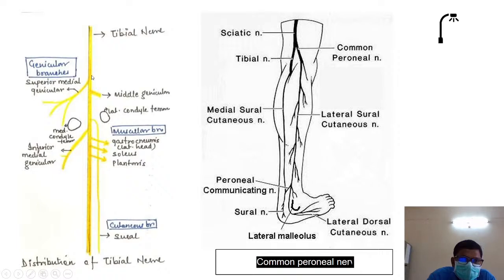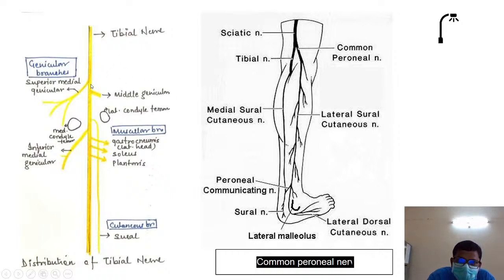So this tibial nerve, after passing through the upper part of the popliteal fossa, gives a branch called the superior medial genicular branch, which forms an anastomosis around the knee joint. There is also a branch called the middle genicular branch, which does not anastomose and supplies the joint. Then it travels downwards and gives a branch called the inferior medial genicular branch. So there are superior medial genicular and inferior medial genicular branches, which are coming towards the medial side.